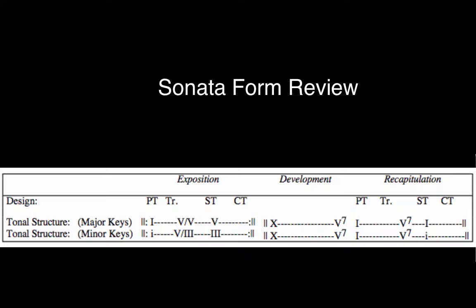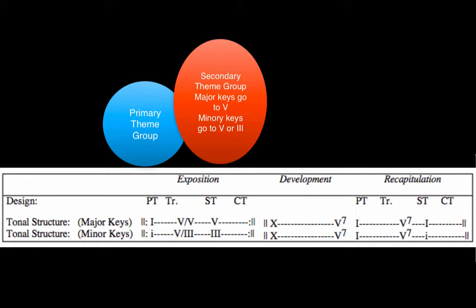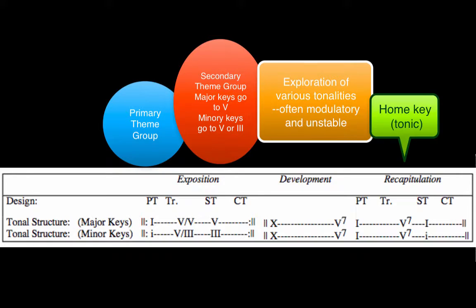First of all, I want to emphasize that the sonata principle is the contrast of two different tonal centers in the exposition, with a development that explores other tonal areas and a recapitulation that emphasizes the home key. First, if it's a major key, it's most likely to move to the dominant. If it's a minor key, it's most likely to move to the dominant or to the relative major.